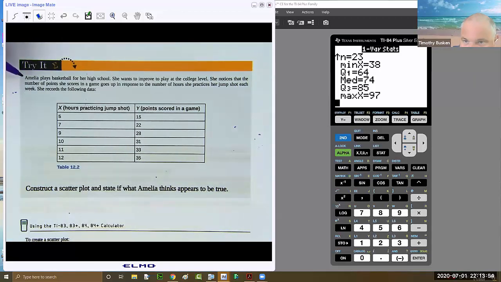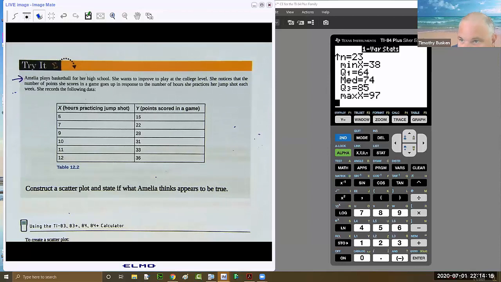So what we want you to do is be able to graph a scatter plot on your calculator real quickly, and then just be able to take a look at it and determine from looking at it, does it appear that there is a linear relationship between the two variables x and y. So let's get you going on that.